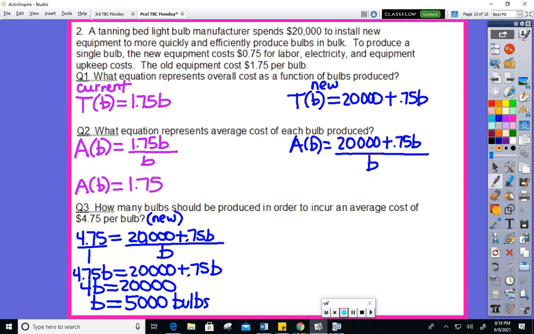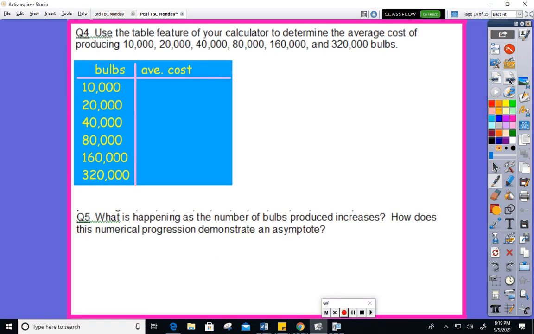Okay, so if I'm only going to manufacture 5,000 bulbs, it makes zero sense to buy the new equipment, because the cost of the new equipment plus the cost per bulb is making me pay $4.75 per bulb, whereas if I just stuck with the old equipment, it would only be $1.75 per bulb. So right now, if this is the volume of business I'm doing, it doesn't make sense for me to buy anything new. What if I start exploring larger and larger bulb manufacturing? If I produce 10,000 bulbs, again, I'm just going to plug into my calculator.